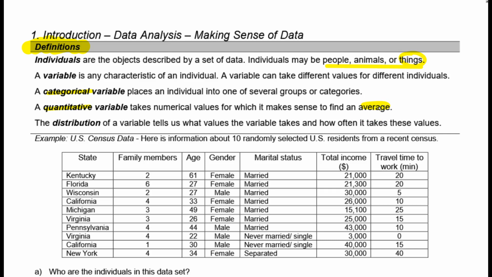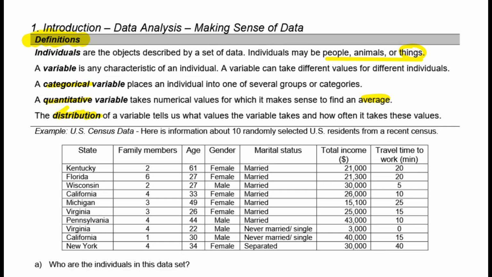And then last but not least, you'll hear me use the word distribution about 5,000 times between now and the end of the year. Distribution of a variable tells us what values the variable takes and how often it takes these values. So again, you must be able to use these definitions effective immediately. All right, so let's see what we got next.